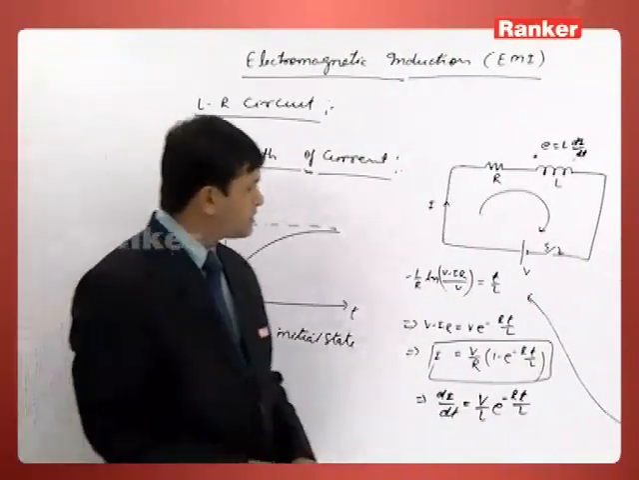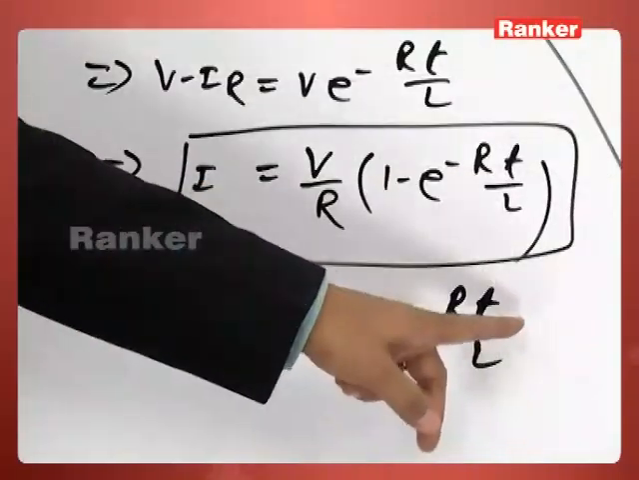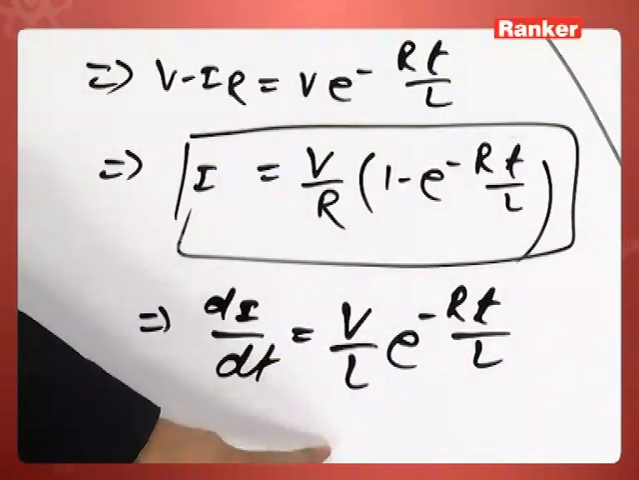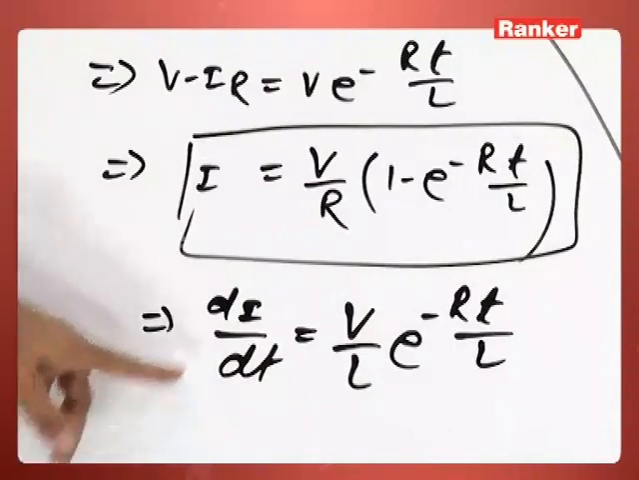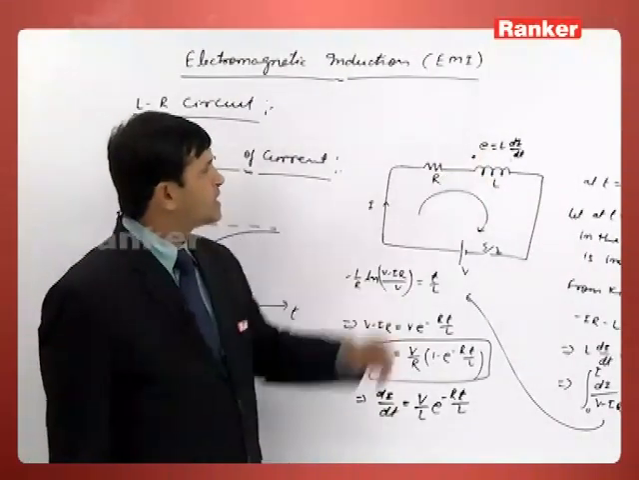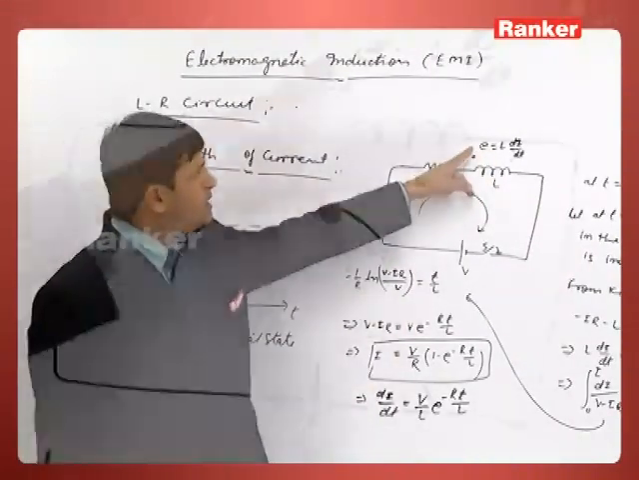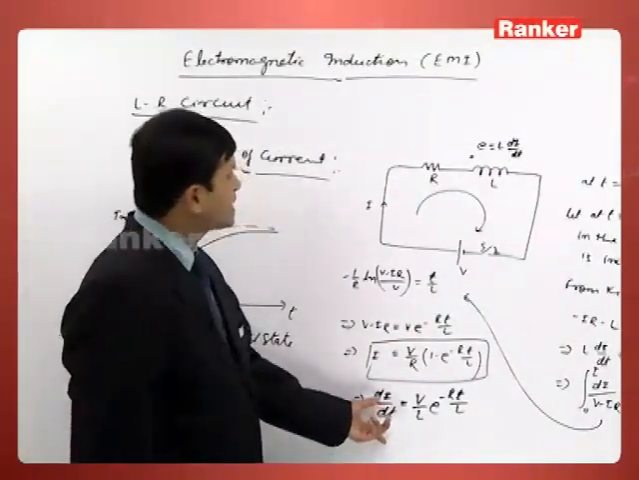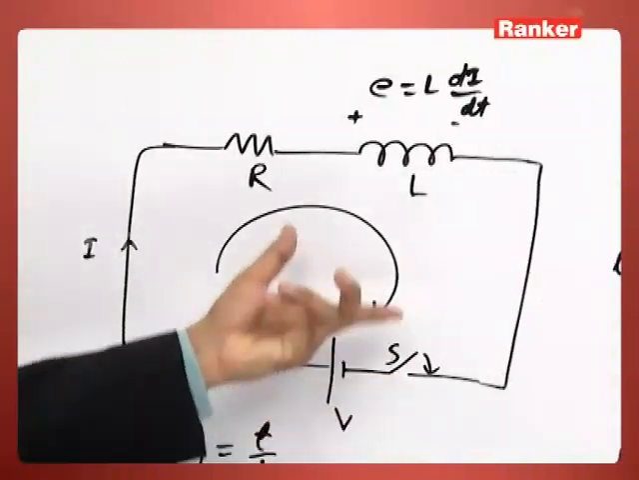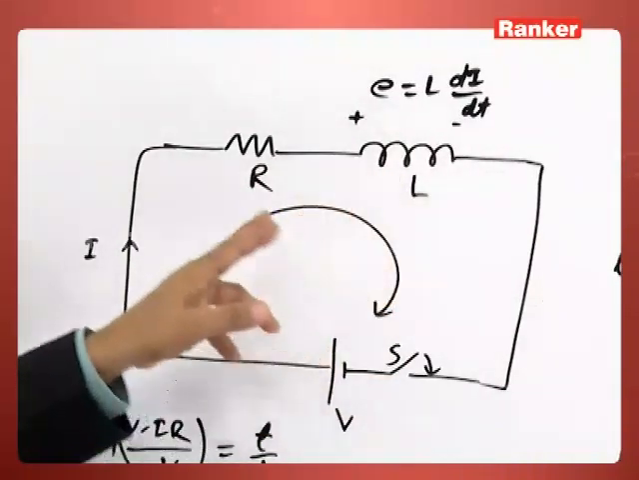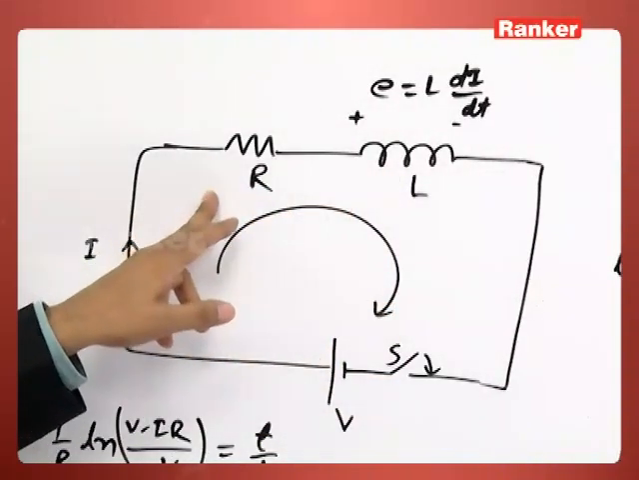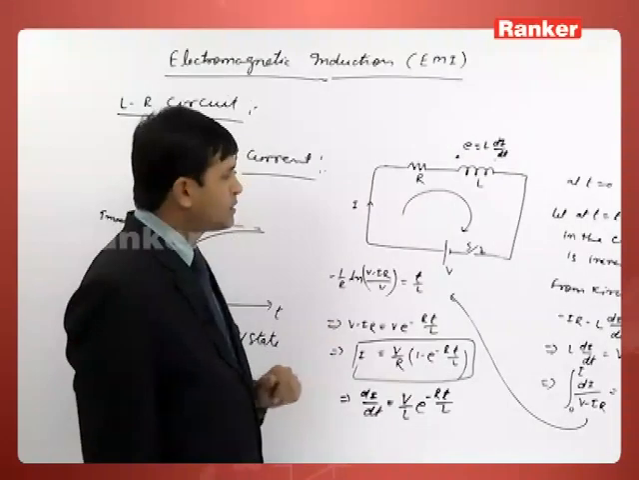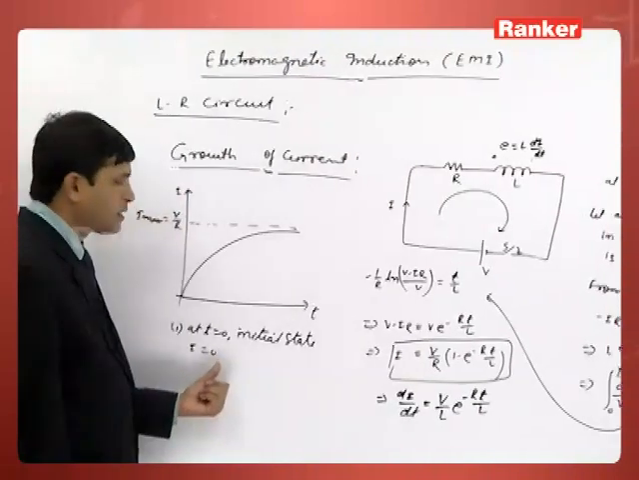Now from here, we can see at t is equal to 0, di by dt is V by L, which is the maximum value. At this instant, if I put it here, then we get E is equal to V. So from that, we can say at the initial state, whatever the applied voltage is, that is across the inductor. So there is no potential drop across the resistor. So current in the circuit is 0, and that also comes from here.